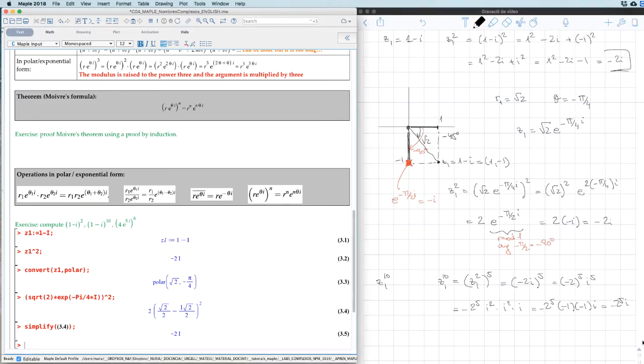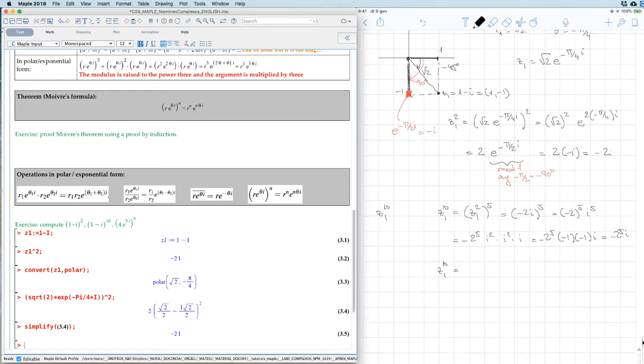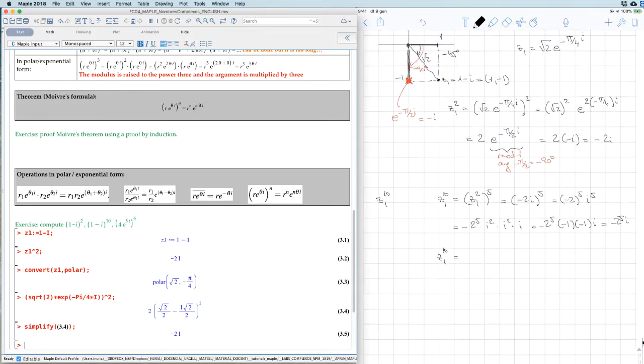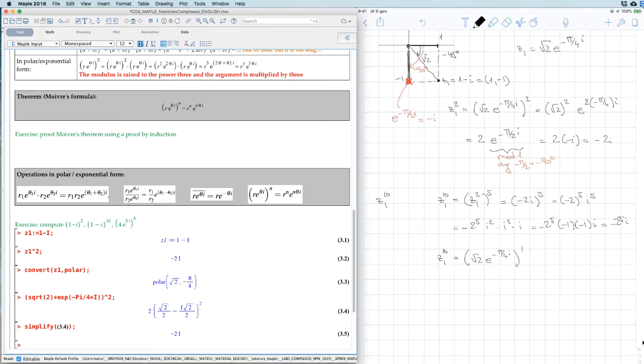Okay. Now if we do it in polar, which is the one that is really easy to do, in polar or exponential form, we got this number, square root of 2 e to the minus pi over 4 i, to the power 10. And remember that this is just the modulus, we raise it to the power 10, and the argument, we multiply it by 10.